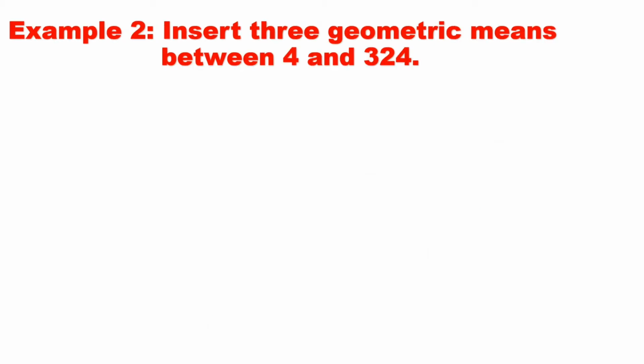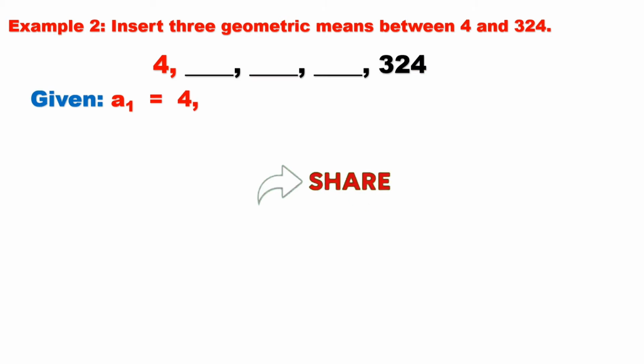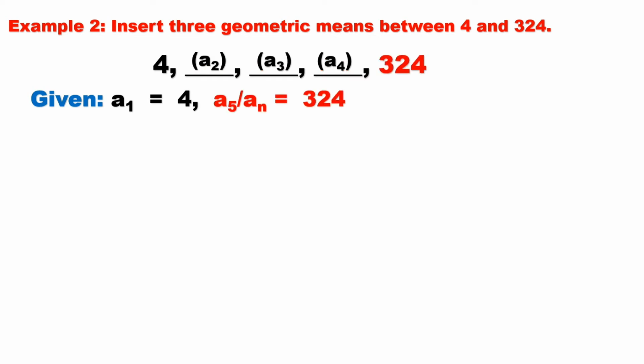Example 2. Insert 3 geometric means between 4 and 324. To illustrate the problem, we have 4, 3 geometric means, and 324. A sub 1 equals 4, A sub 2, A sub 3, A sub 4 are the 3 missing geometric means, and the fifth, A sub n or A sub 5, the last term, is 324. N, or the number of terms, equals 5, and the common ratio R is missing.